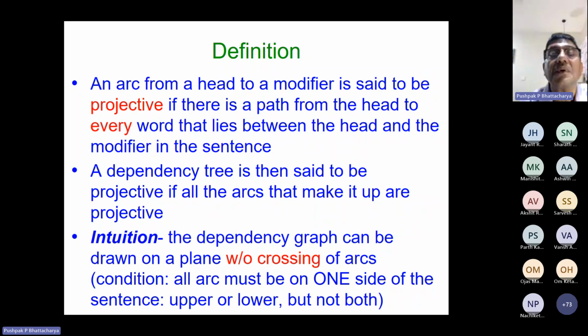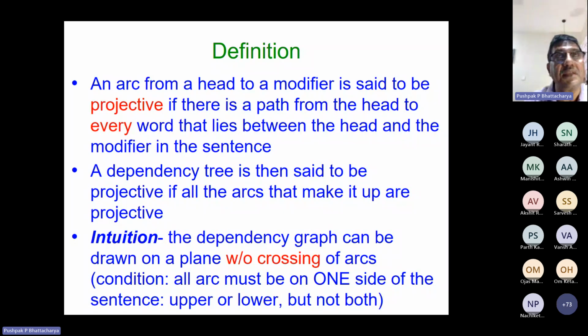So it takes a little time to absorb this definition. There is a much more graphic description of the definition of projectivity. So first of all, what is projective? An arc is said to be projective. What is projective? An arc. What is an arc? An arc is a linkage, a directed arrow going from head to modifier. Then what is this particular clause? If there is a path from the head to every word that lies between the head and the modifier in the sentence. So that is the characteristic of a dependency tree.